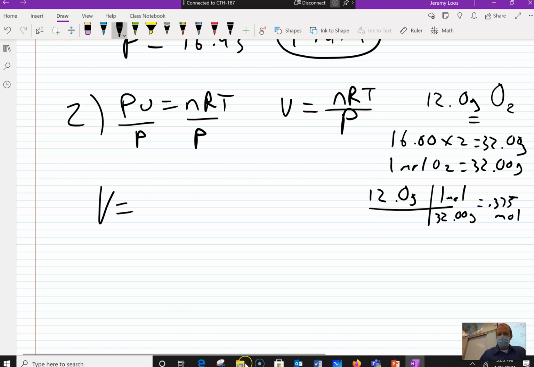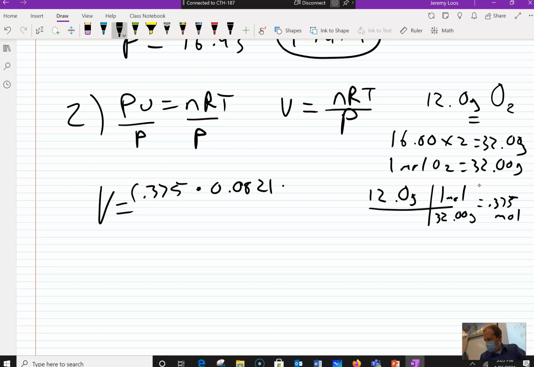And by the way, guys, be careful about rounding at too early of a phase, or you're going to start to get answers that are pretty far off. So definitely keep extra sig figs if you need to. You wouldn't want to round this to 0.4, for example. So 0.375, that's my n. R is 0.0821.